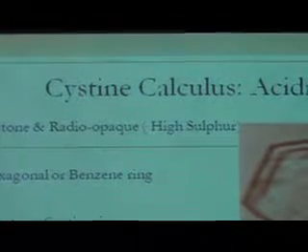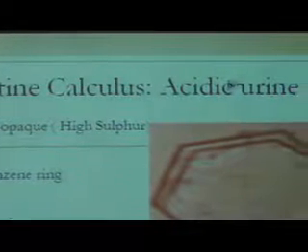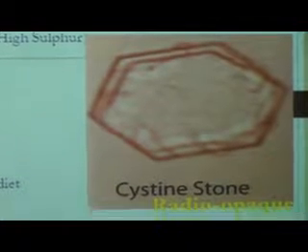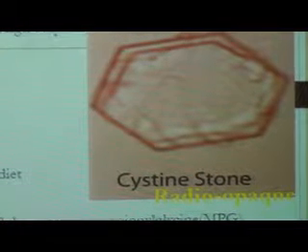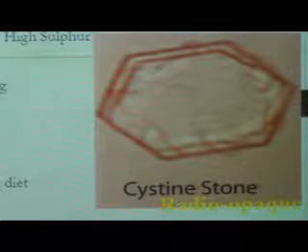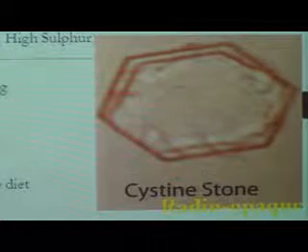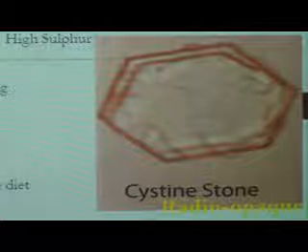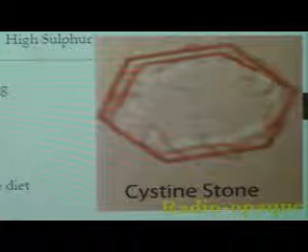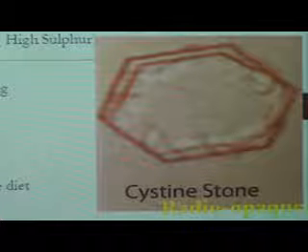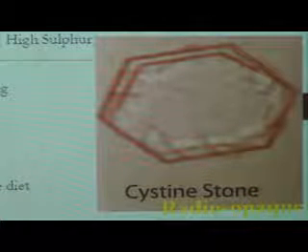And the last one is the cystine calculus. Cystine calculus develops in acidic urine, which is extremely hard and radio opaque, and the radio opaque nature is because of its high sulfur content. Okay, and it appears hexagonal as it contains the benzene ring, and the predisposing factor will be cystinuria. And how do you treat this patient? By advising a low methionine diet, alkalization of urine, and recommendation of two drugs that are cystine complexing agents, D-penicillamine and alpha-mercaptopropionyl glycine. Okay.